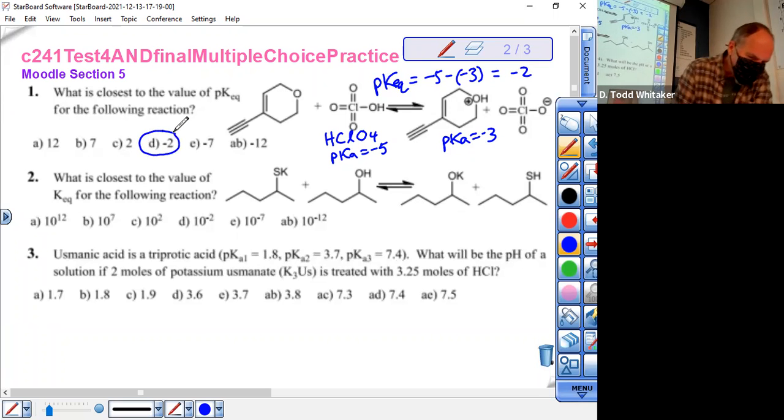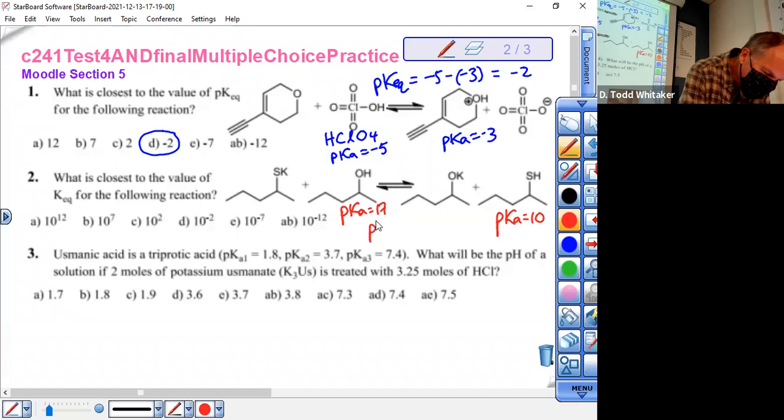Then we got a KEQ question with one of our new pKa's. pKa of a thiol, 10. pKa of a normal alcohol, 17. pKeq, 17 minus 10. KEQ is 10 to the -7. This equilibrium stays to the left, doesn't it?